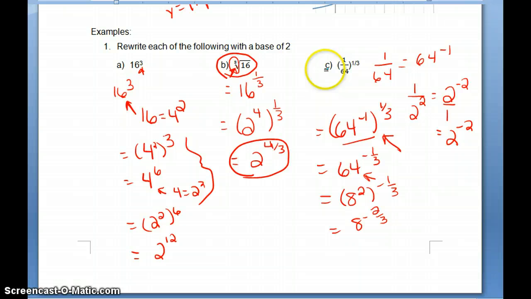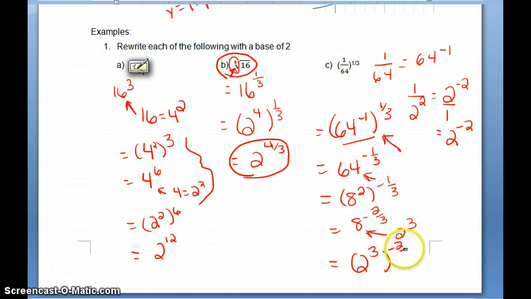Then, hopefully, we would know that we can rewrite 8 as 2 to the power of 3. So we'll rewrite that there. We have 2 to the power of 3, all to the negative 2 over 3. Then simplified, those 3's would cancel out or divide into each other, so we'd have 2 to the negative 2. Okay, so in all three of those examples, we have changed everything to a base of 2. Now let's move on to example number 2.